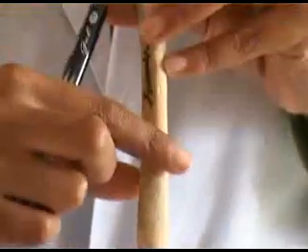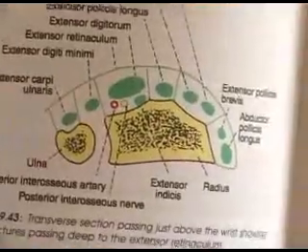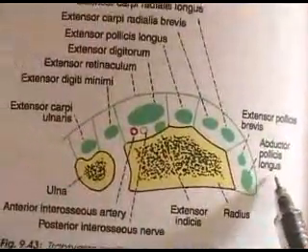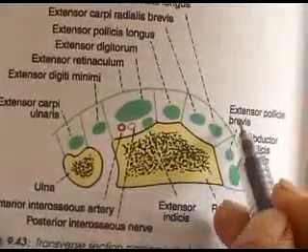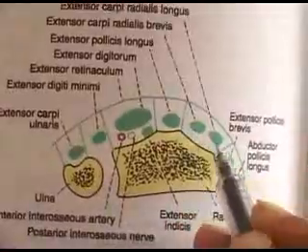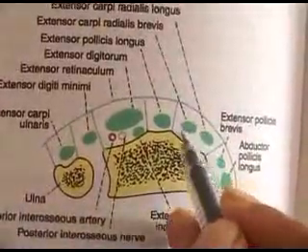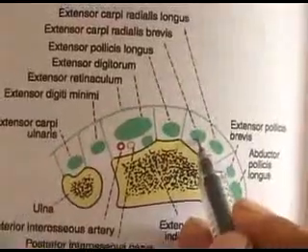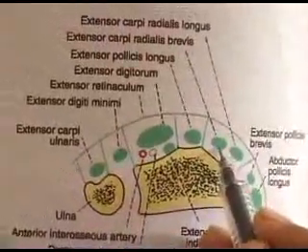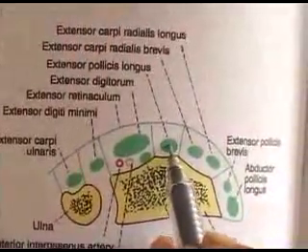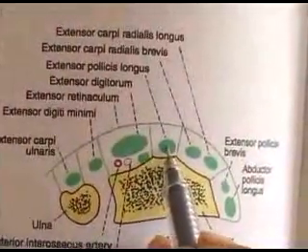First compartment shows tendons of abductor pollicis longus, extensor pollicis brevis. Second compartment has 2 wrist extensors, extensor carpi radialis longus and extensor carpi radialis brevis. Third compartment contains only one tendon, the extensor pollicis longus.